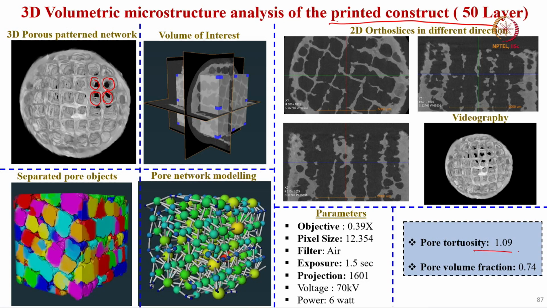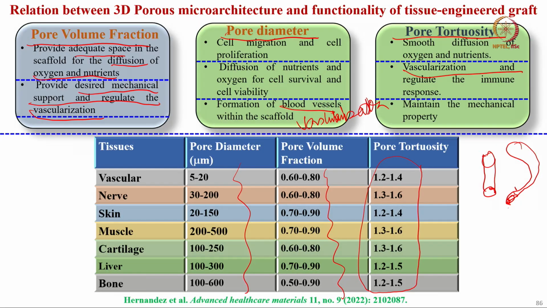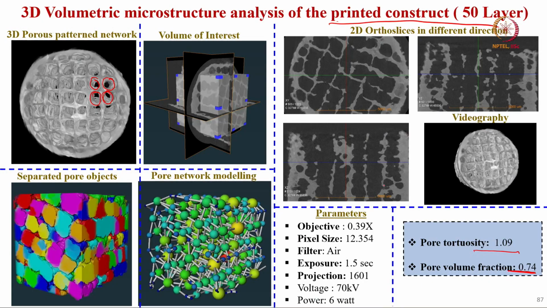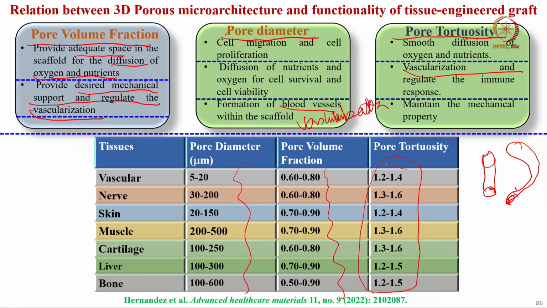Here we found pore tortuosity at 1.09 and pore volume fraction of 74%, or 0.74. If you go back to these particular things, 1.09 means 1.1. So, it is in the lower range of the pore tortuosity values of the different tissues like nerve, skin, muscle, cartilage. And pore volume fraction is around 0.79, that is 0.8, which is the upper limit of all the different natural tissues like skin, muscle, cartilage or liver.